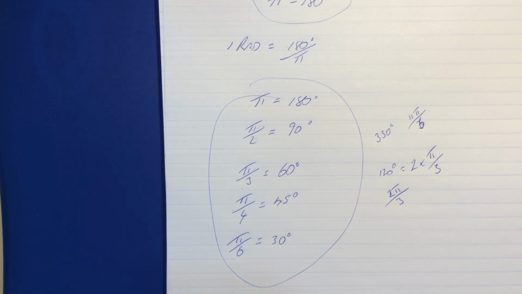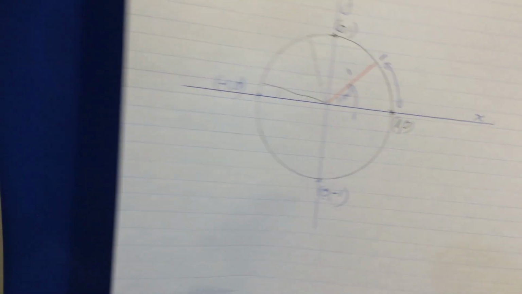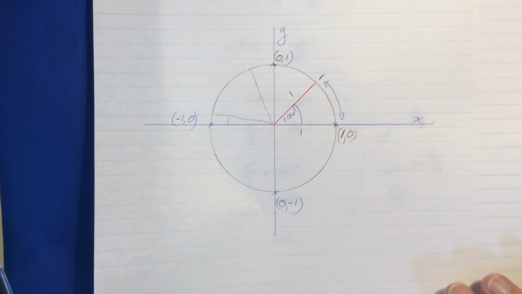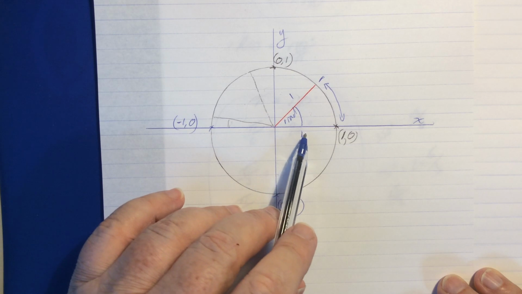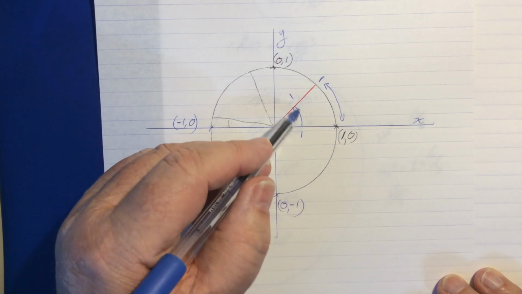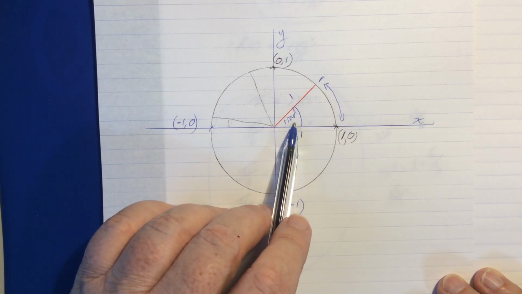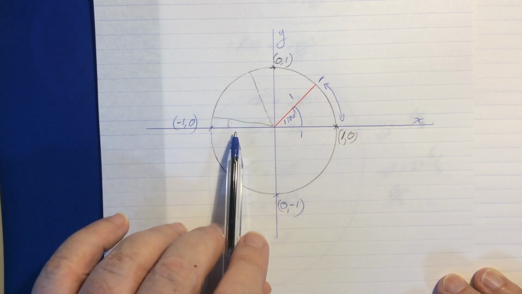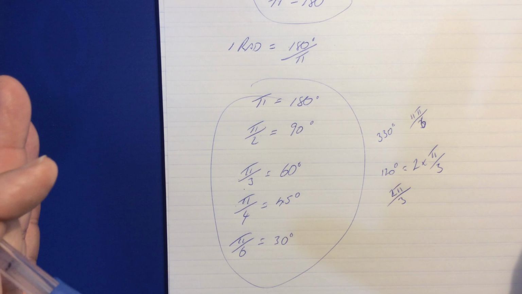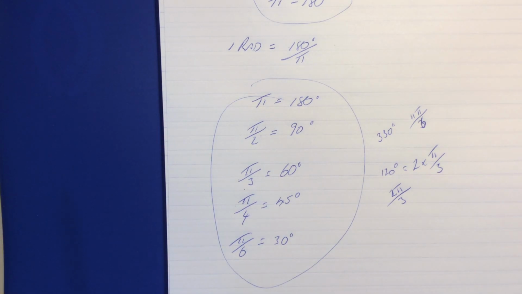Just to recap, get your head around how a radian is created. 1, 1, 1, and this angle in here is 1 radian. There are 3 and a bit radians in 180 degrees, which leads us to all of this. I hope that's cleared up a few things. I hope it's been useful.